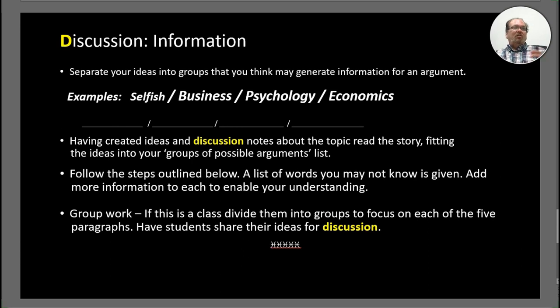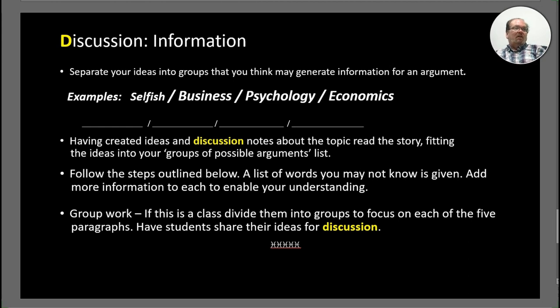Having created ideas and discussion notes about the topic, read the story, fitting the ideas into groups of possible arguments. So now you have groups of arguments. In the story you're going to have arguments, for and against. Read the story, no stopping, and then the second time, put your arguments into your categories, the ones that you put here.